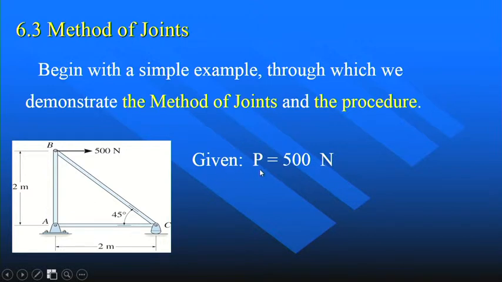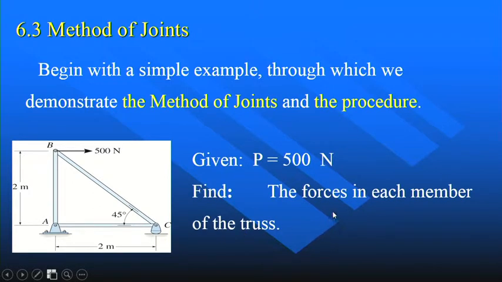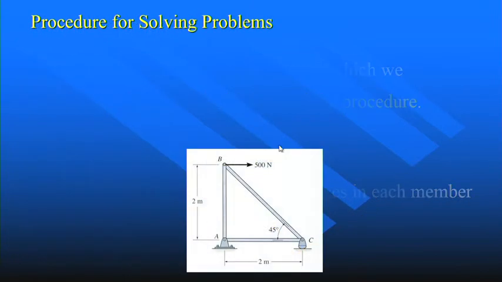Given external force is P equal to 500 Newton, horizontally acted at B. The other dimensions are shown in the figure. Now please find the forces in each member of the truss. Using this example, we can introduce the procedure of the method of joints.